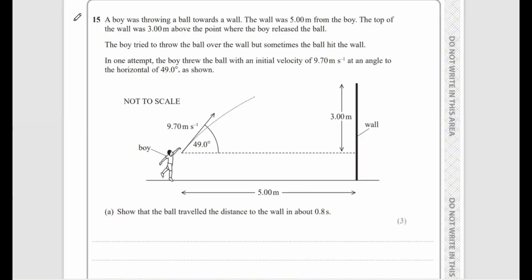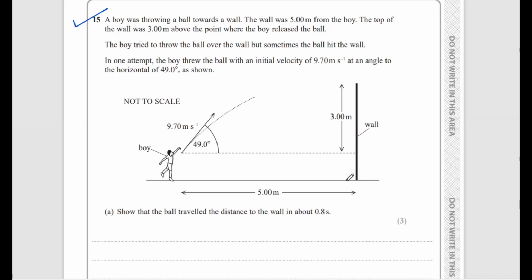Now, for example, if you read question number 15, the question says that a boy is throwing a ball towards a wall, right? The height of the wall above the boy is 3 meters. The angle of projection is 49 degrees, and the initial velocity is 9.70 meters per second. We need to show that the ball traveled the distance to the wall in about 0.8 seconds.